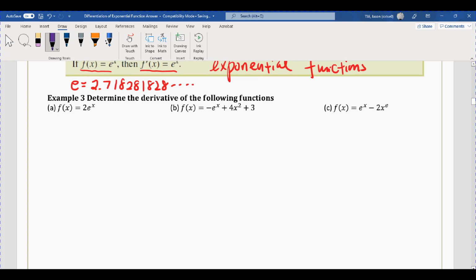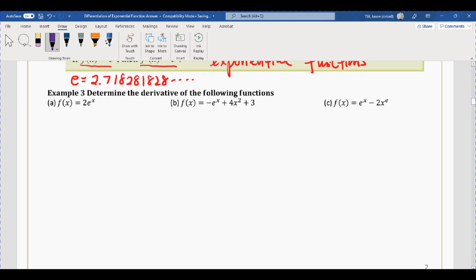Okay, so we need to do some simple derivatives. Let's do some practice. How can we differentiate f(x) equals 2 times e to the power x? Okay, let's try to do it in terms of the differentiation operator. So let's do it like f prime x just equals the differentiation of 2e to the power x with respect to x.